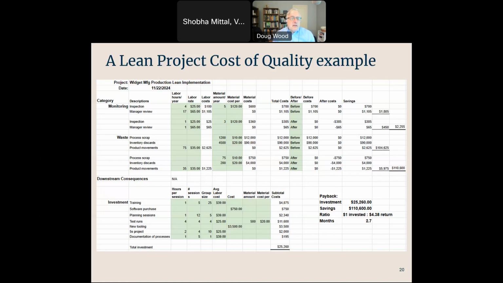You don't always have to measure downstream consequences, but just in case there was something going on, let's say you had outstanding warranty costs that were huge. Enormous warranty costs. Well, you'd want to put them in here. If your lean project reduced your warranty costs, you'd want to add it here. We're just not showing it here because, in many cases, it's really hard to know what happens after the fact.